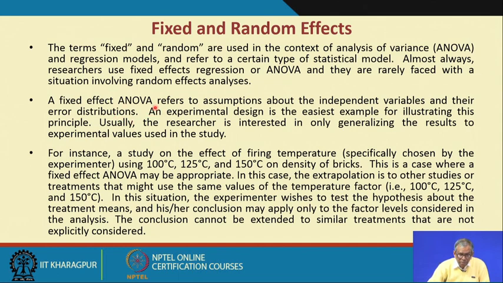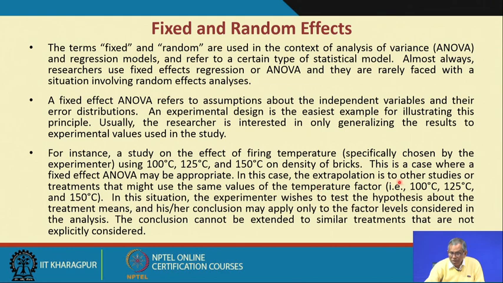A fixed effects ANOVA refers to assumptions about the independent variables and their error distributions. An experimental design is the easiest example for illustrating these principles. Usually, the researcher is interested in only generalizing the results to the experimental values used in this study. So generalization is your goal. For instance, a study on the effect of firing temperatures specifically chosen by the experimenter, here 100 degrees Celsius, 125 degrees Celsius and 150 degrees Celsius, on the density of bricks. This is a case where a fixed effects ANOVA may be appropriate.